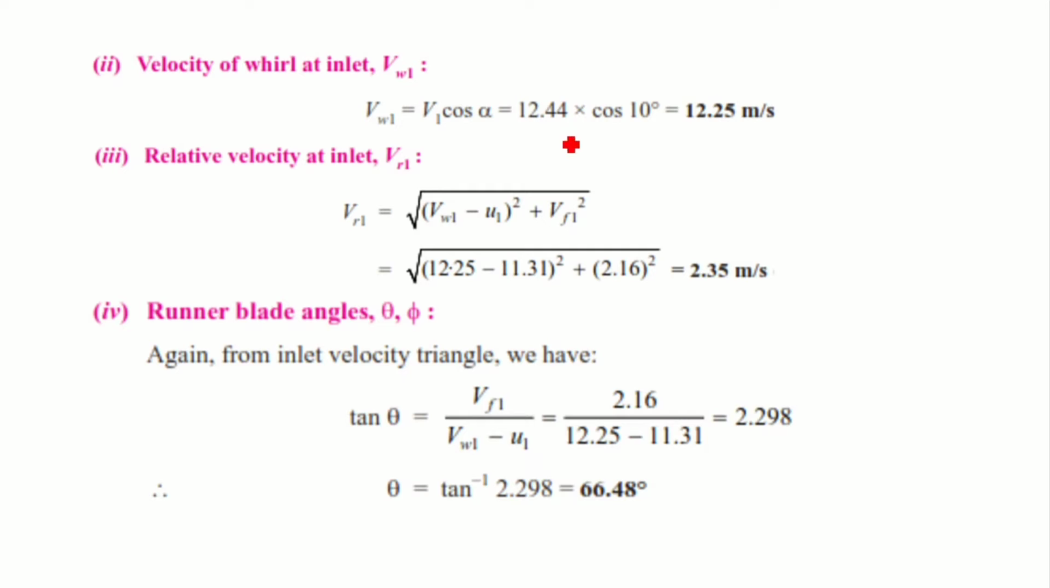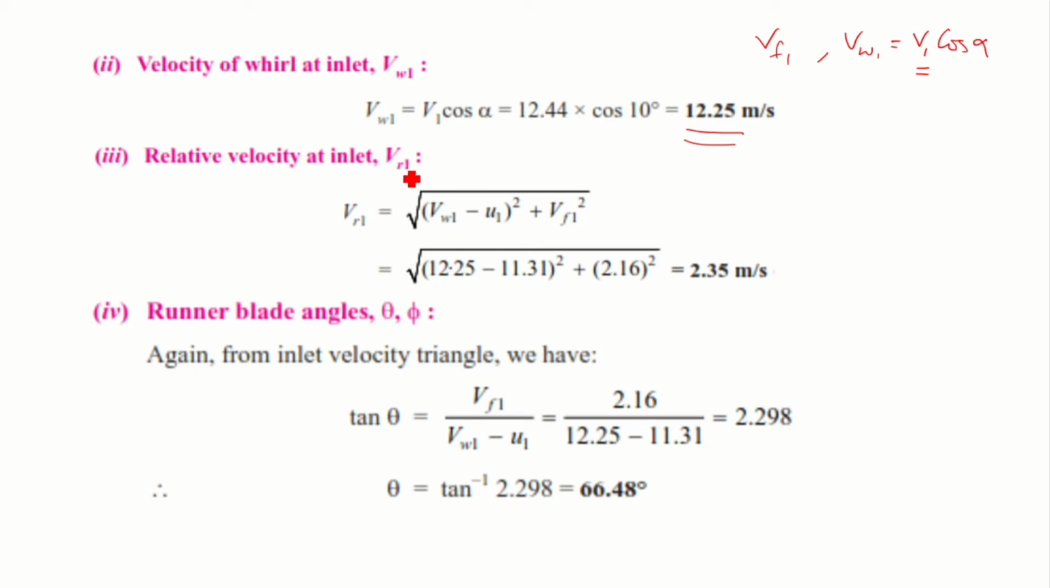Next, we need to find the velocity of whirl at the inlet. If Vf1 is the vertical component, Vw1 is the horizontal component. So Vw1 is equal to V1 cos alpha. V1 we have already found out. It is 12.44 into cos 10 degree. Alpha is 10 degree, so cos 10 degree will give the value 12.25 meter per second.